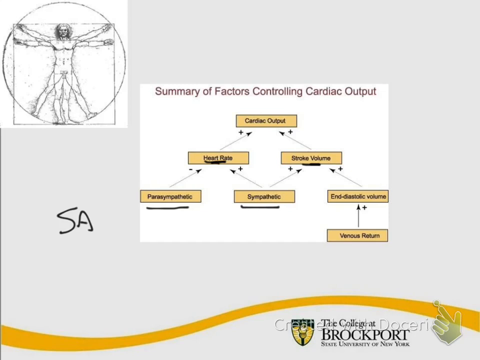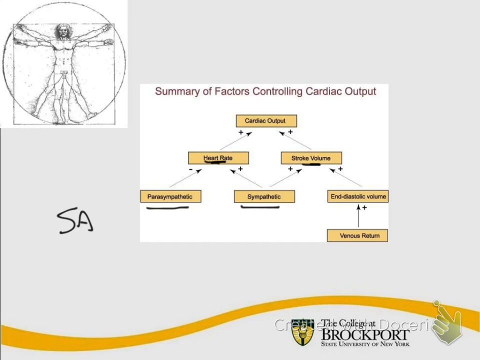Now the nervous system, specifically the autonomic nervous system, also influences stroke volume. So we know that epinephrine can stimulate stroke volume by increasing contractility. What that means is for every heartbeat, the heart contracts more powerfully. Now here's arguably the hardest part.